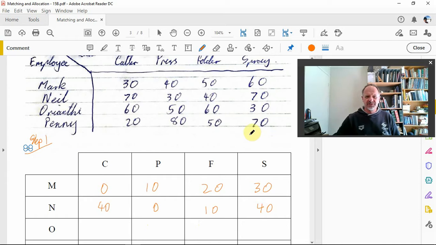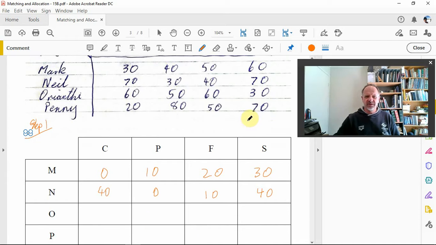Next, we step down to the next one, Aranthe. Good guitarist, I've heard. All right, and we look at hers. Again, 30 is her lowest, so we take 30 from everything. 60 take 30 is 30. 50 take 30 is 20. 60 take 30 is 30. And 30 take 30 is 0.